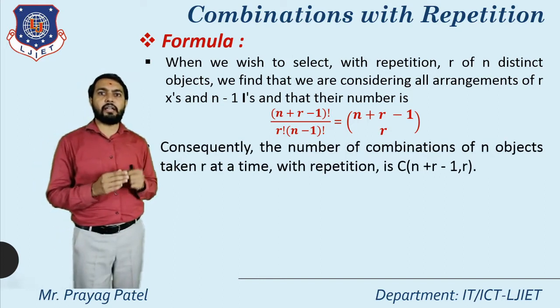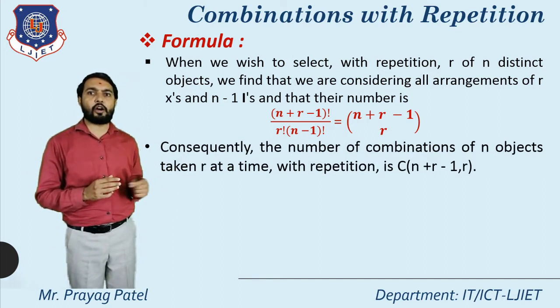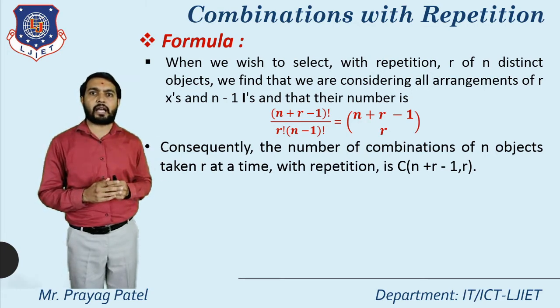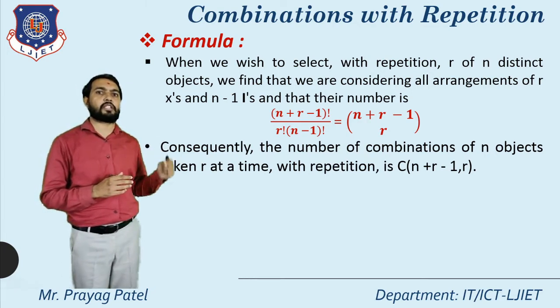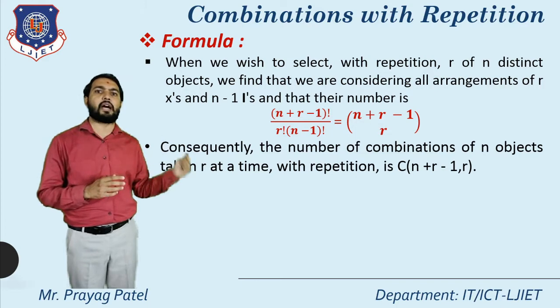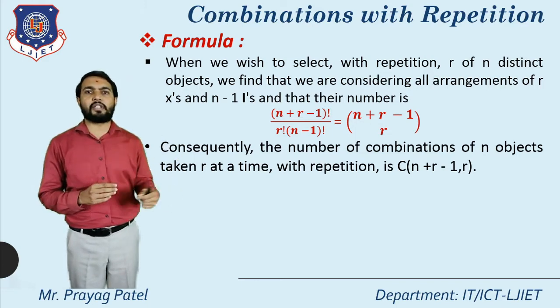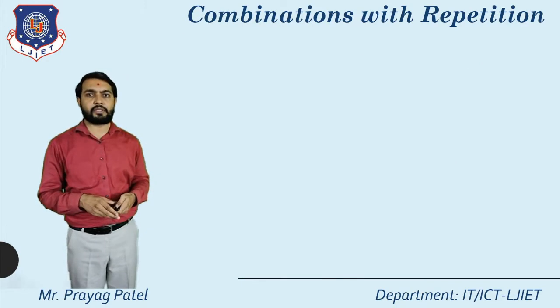Now consequently, the number of combinations of n objects taken R at a time with repetition is called the C of n plus R minus 1, R. So this is another representation of combinations with repetition.